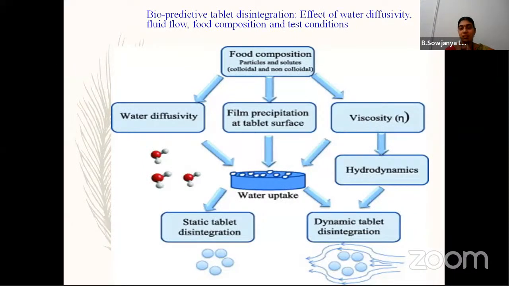When we take the tablet orally, the bioavailability and biopredicted tablet disintegration is observed in this flowchart.